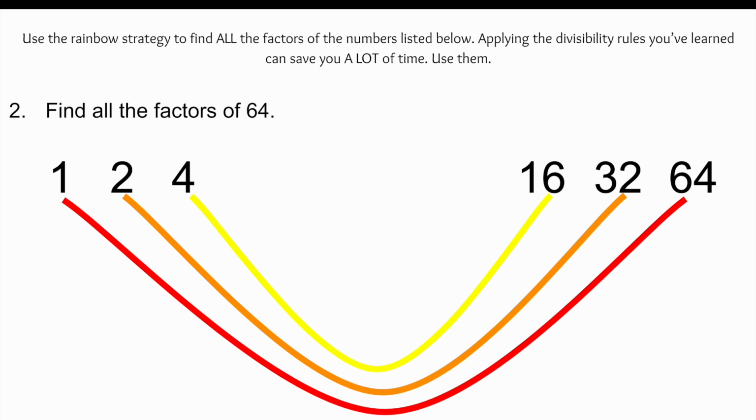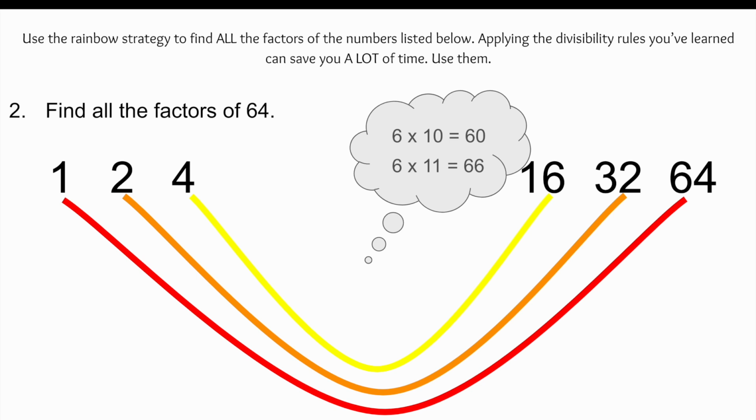And we can use a little mental math to solve this one because it's within our basic facts. So in my mind, I'm going to think of a fact close to 64. For example, I know that 6 times 10 equals 60, and that 6 times 11 equals 66. And 64 is between 60 and 66, but there's no number between 10 and 11, right? So 64 is not going to be a multiple of 6.